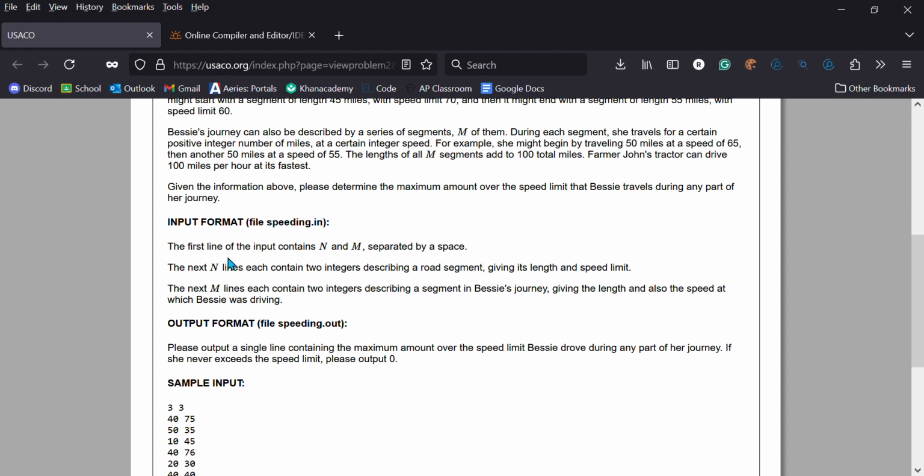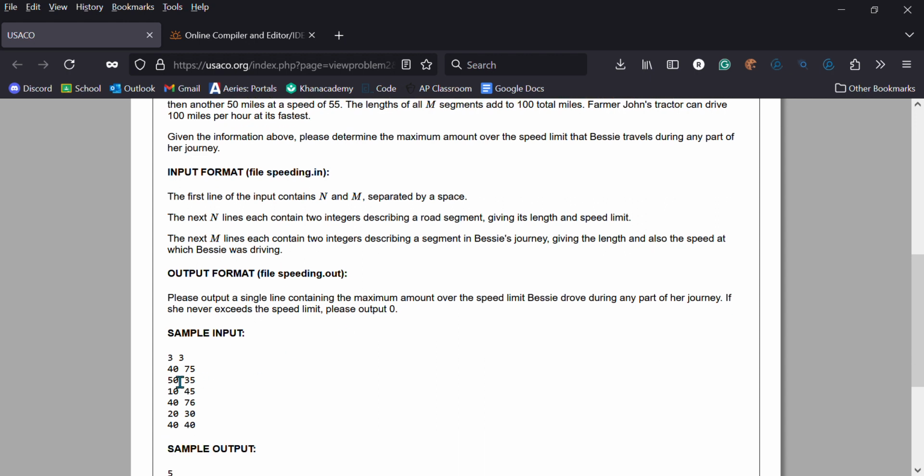Now let's look at the input format. The first line of the input contains n and m, separated by a space. The first number is n and the second is m. The next n lines contain two integers describing a road segment, giving its length and speed limit. The next m lines contain two integers describing a segment in Bessie's journey, giving the length and the speed at which Bessie was driving. So these segments will be n, and these segments will be m. M will be Bessie's, and n will be the current speed limit and road segment.